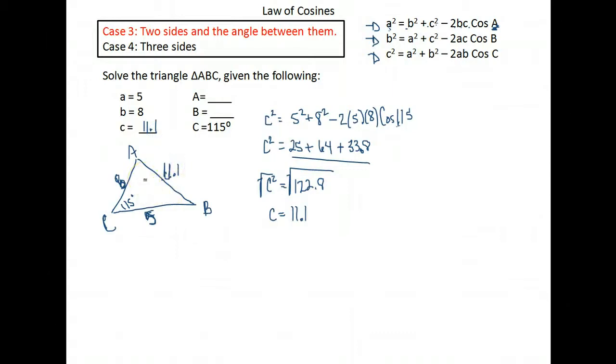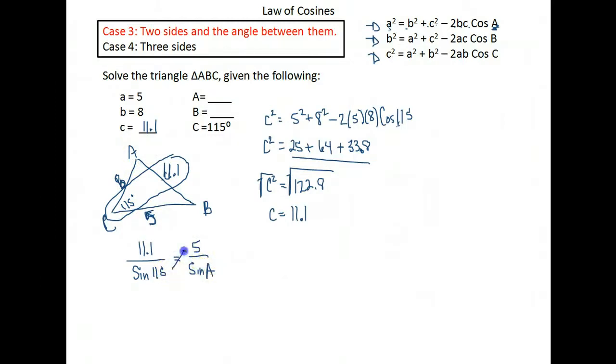Now I need to find those last two missing angles. To do that, I'm going to go back to the law of sines. You could use the law of cosines, but the law of sines takes less room on my paper. So remember, in the law of sines we pair up the angle with its opposite side, so we have the length of the side, in this case 11.1, over the sine of our angle, equals... pick which angle you want to find first. It really doesn't matter. I'm going to find angle A, so the side opposite angle A is 5, over the sine of angle A.